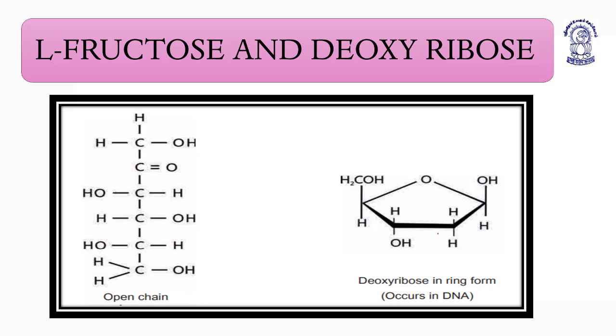Now, this is deoxyribose. The second carbon is not having oxygen. That is why it is known as what? 2-deoxyribose. While in case of ribose, everything is same. But on the second carbon, which is present.